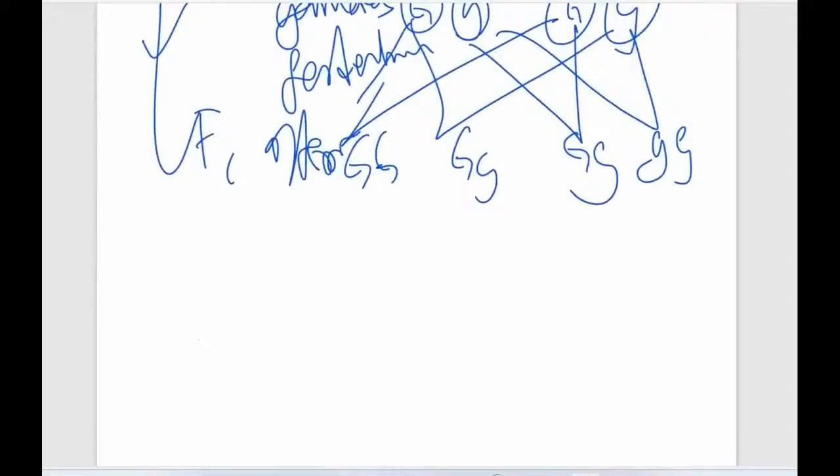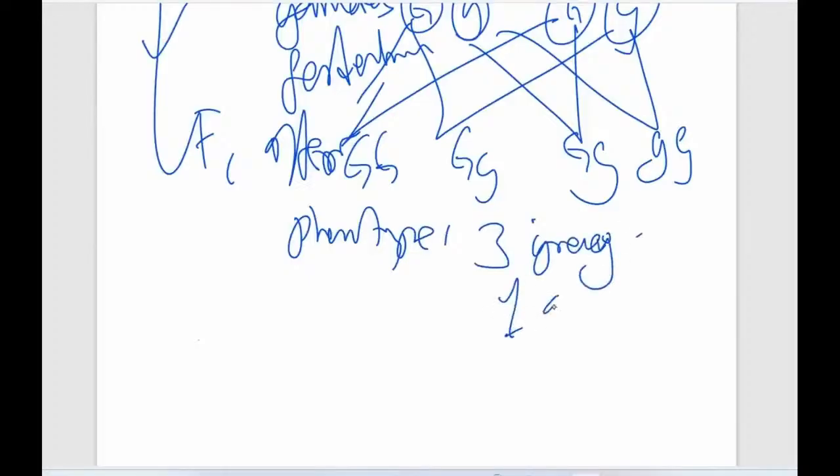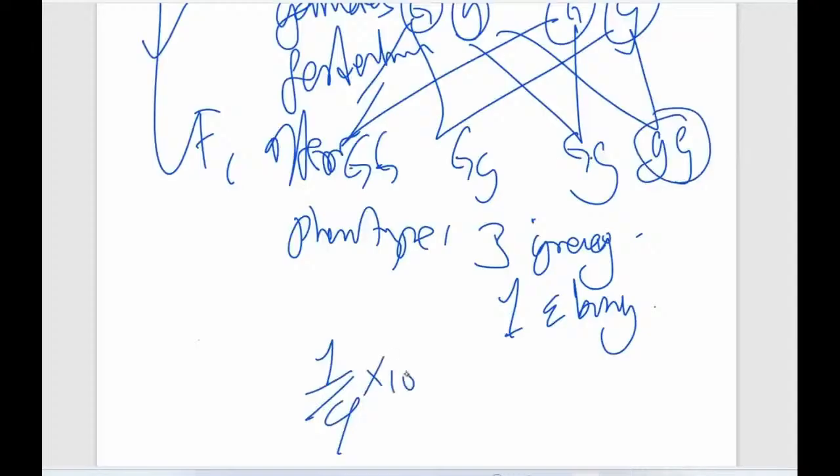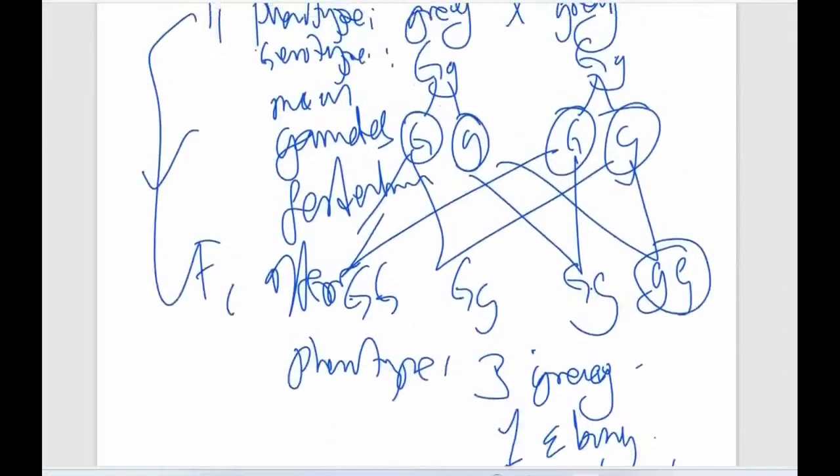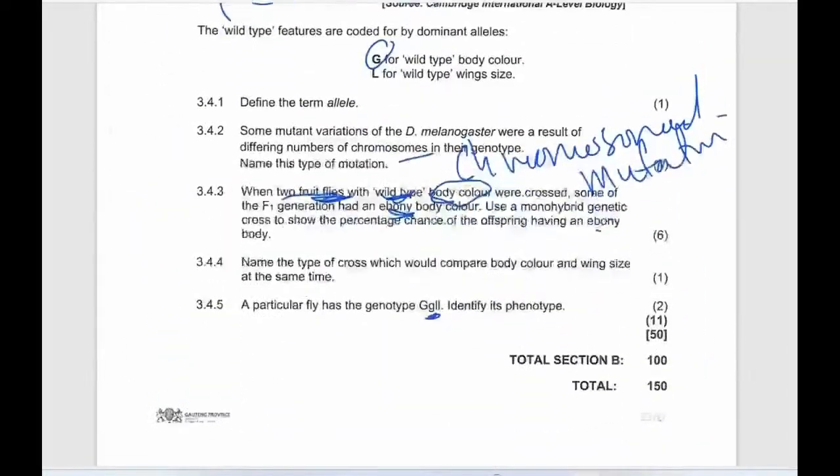So the percentage chance here: the phenotype, the genotype we know. Three of them are gray and one is ebony. So we do 1 out of 4, because the total is 4 and only 1 is ebony, which is 1, 2, 3, 4. Times 100, which gives us 25% chance of ebony. So basically, that's how you're supposed to do that question.